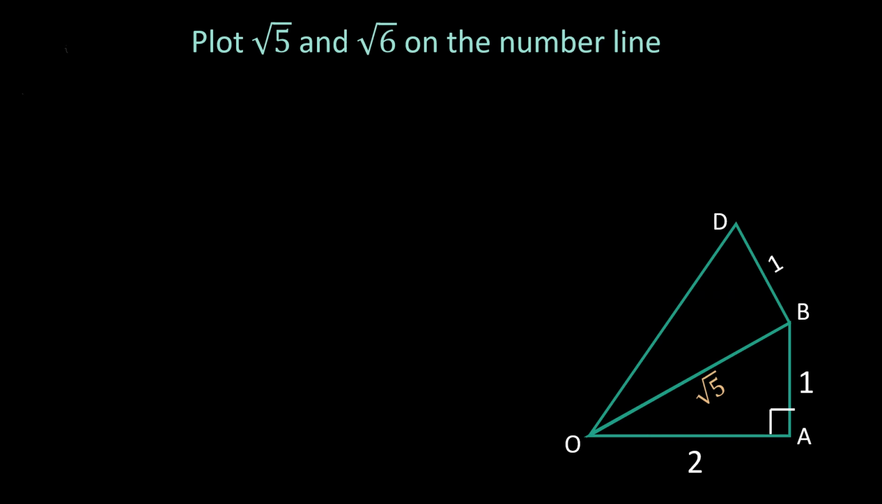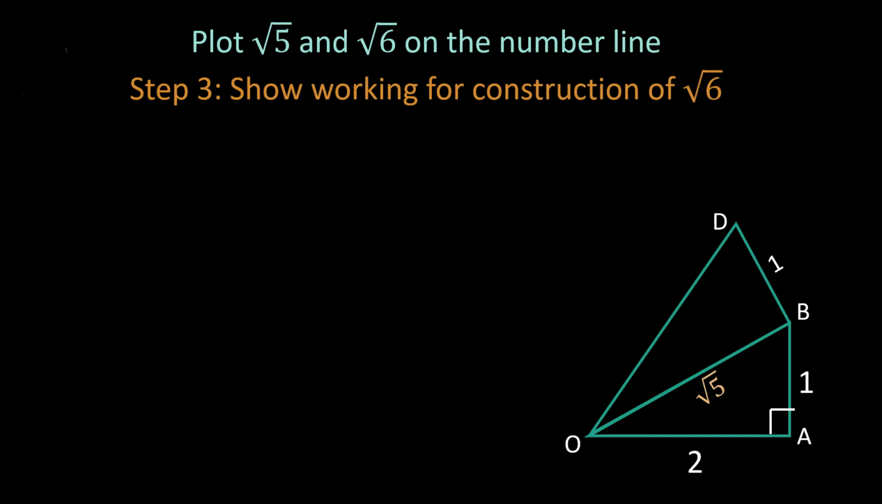Step number 3. Now we will show working for construction of root 6. We have already constructed triangle OAB with base 2 and height 1 for root 5. Now on top of triangle OAB, we are going to construct triangle OBD for root 6.